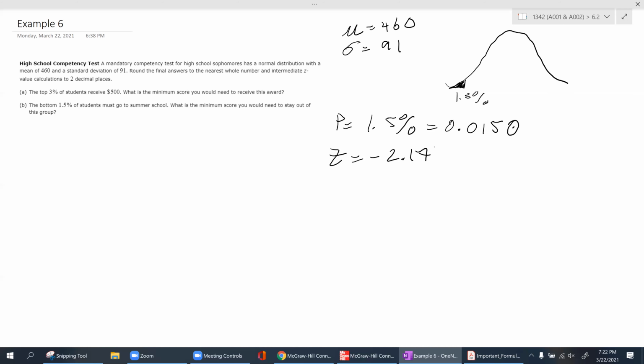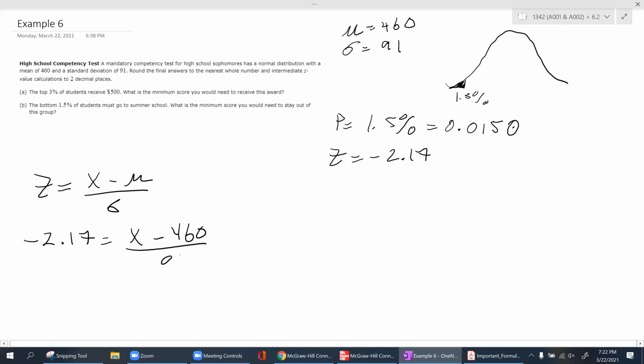That value would make a difference whether you go to summer school or not. So again, we're going to use the same formula. Z is equal to x minus the mean over the standard deviation. This is negative 2.17 is equal to x minus 460 over 91. I'll let you figure that out computationally.